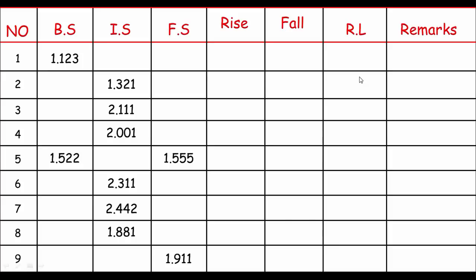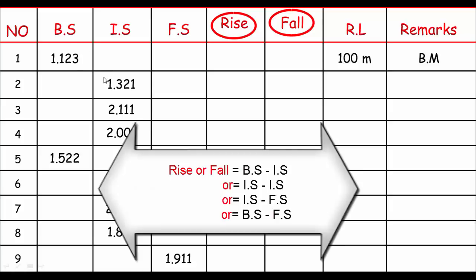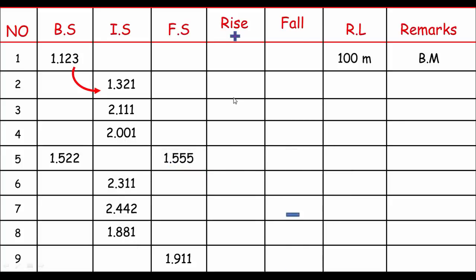The main purpose of solving this table is to calculate the RL of each point. Remember, the backsight is always taken at a benchmark, so the first RL must be known. As the RL of the first point is known, we need the RL of all the remaining points from 2 to 9. To calculate the RL of all these points, we need of course the rise and fall of each point. To calculate the rise and fall of each point, we start by subtracting the intersights from the backsights, like BS minus IS. This will give us the rise and fall. When the subtraction value is positive, it means it's a rise. When the subtraction value is negative, it means it's a fall.